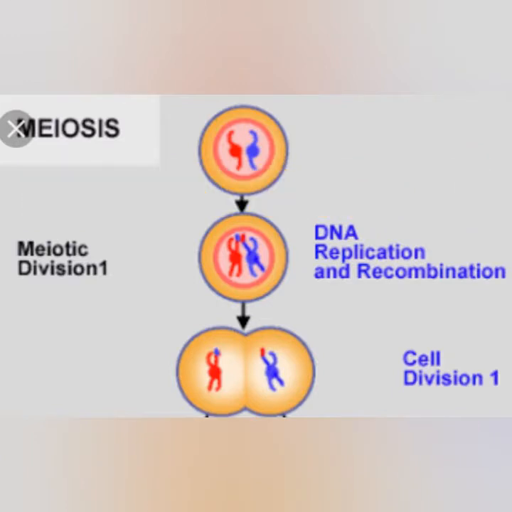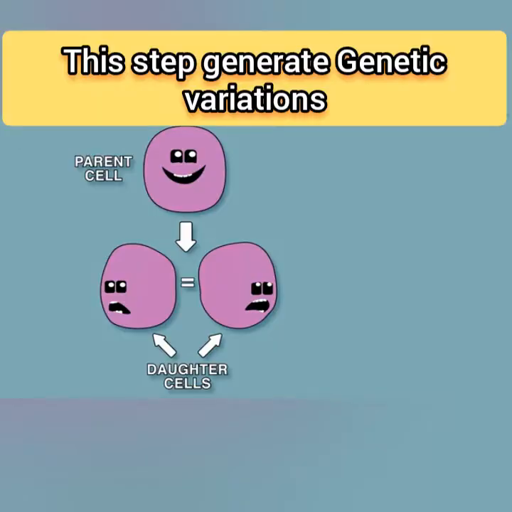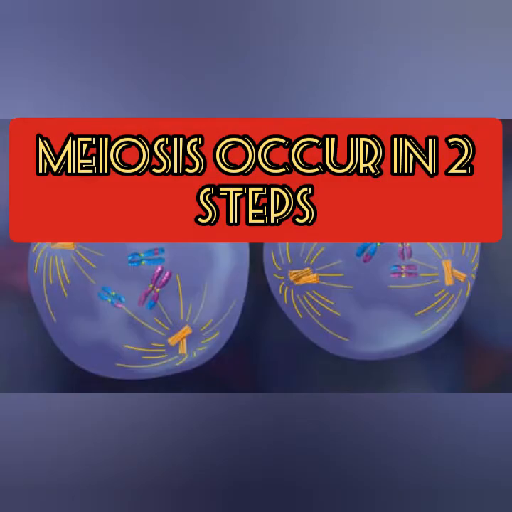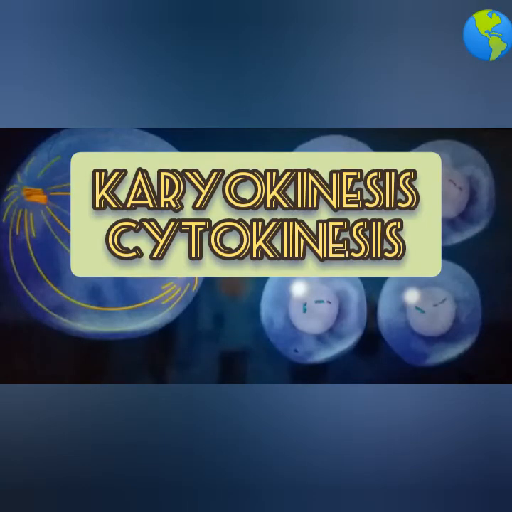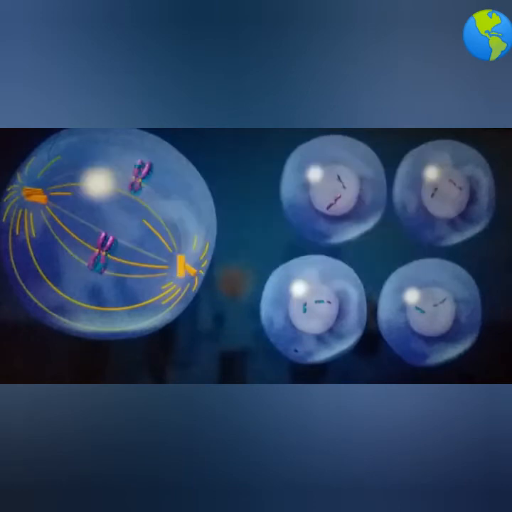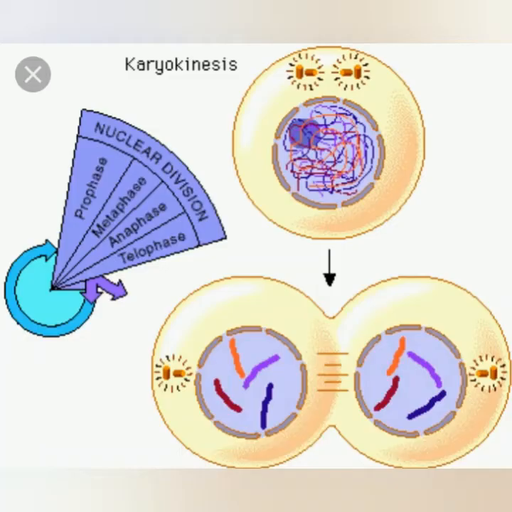In meiosis 1, homologous chromosomes in diploid cells separate and two haploid daughter cells are formed. This step generates genetic variations. Meiosis occurs in two steps, karyokinesis and cytokinesis. Karyokinesis has the same four phases: prophase 1, metaphase 1, anaphase 1 and telophase 1.